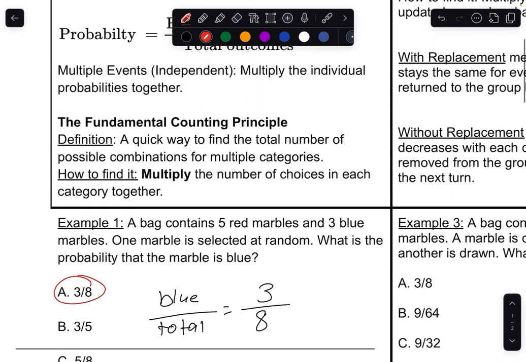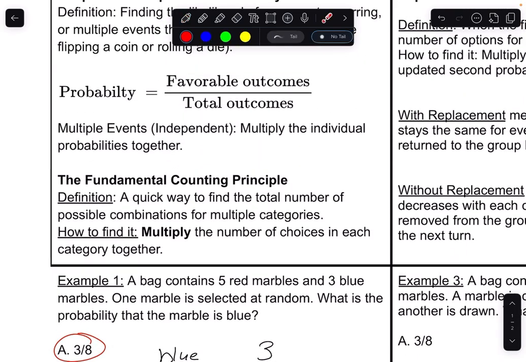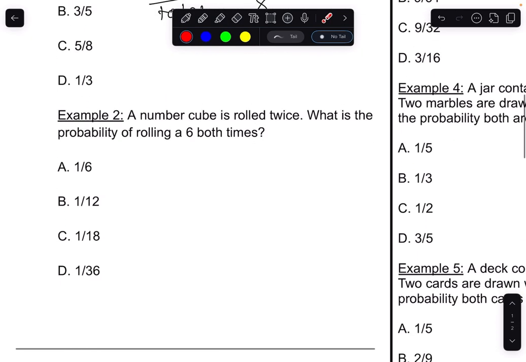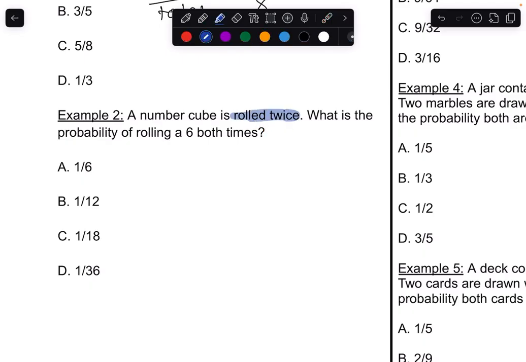Now, whenever you have multiple things happening, multiple draws, multiple events, we'll just multiply each thing together. For example, you've got a cube. Cube has 6 sides, and you roll it twice. That twice tells me I'm going to be multiplying 2 things together. There are 2 events happening, the first event and the second event, and they both are talking about rolling a 6 both times.